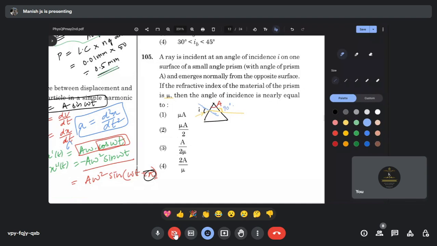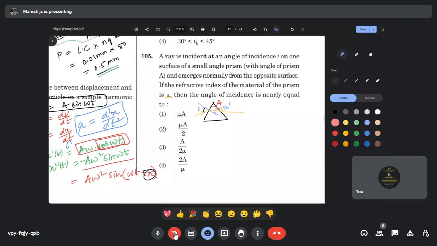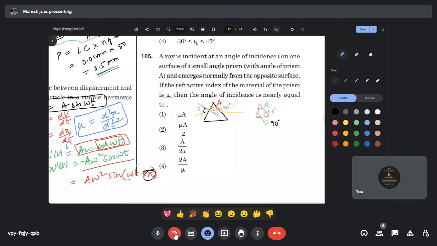Okay, so once you have all this information, you need to find out what is the angle of incidence. So this is 90, and this is also 90, correct? On that side of the prism these two are 90. Then what would be this angle? It makes a small triangle inside, you can see. Here you have angle A and 90 degrees, so obviously, using the angle sum property, you will get this as 90 minus A. This angle is going to be 90 minus A.